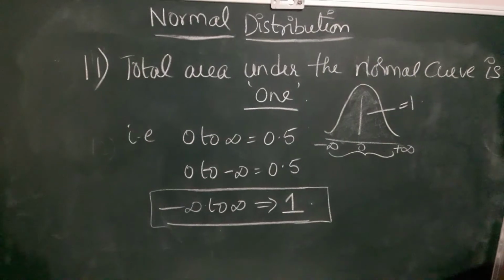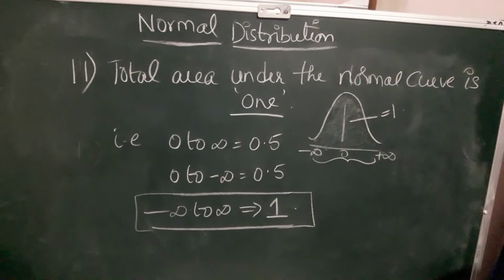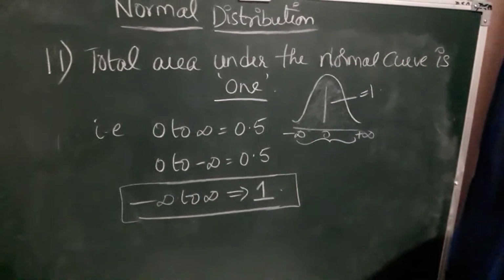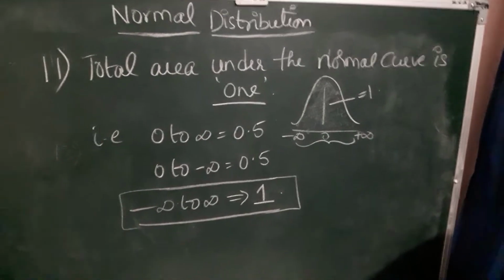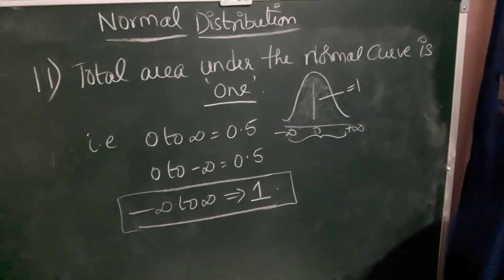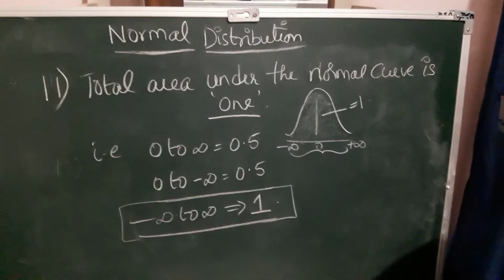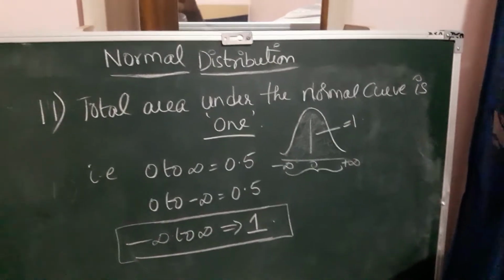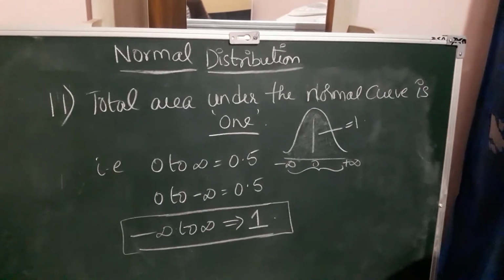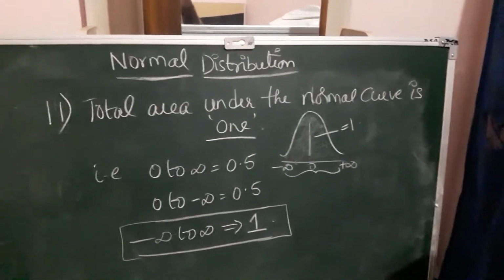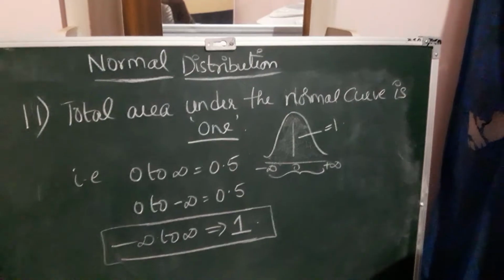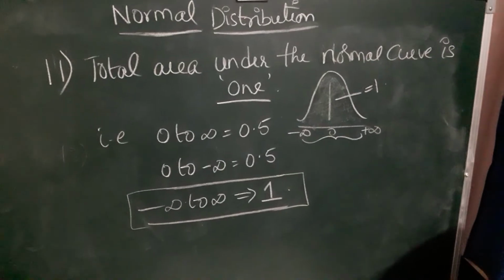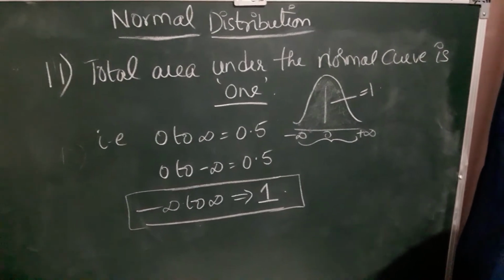The area covered within plus or minus 3 sigma is 99%, that is 0.9999, approximately equal to 1. So in a normal curve, when the total area is exactly equal to 1, what does it mean? From 0 to infinity it is 0.5, and from 0 to minus infinity it is also 0.5. Together, what is the total area from minus infinity to plus infinity? It is 1. The total area under the normal curve is always equal to 1. Fine. So this is property number 11.